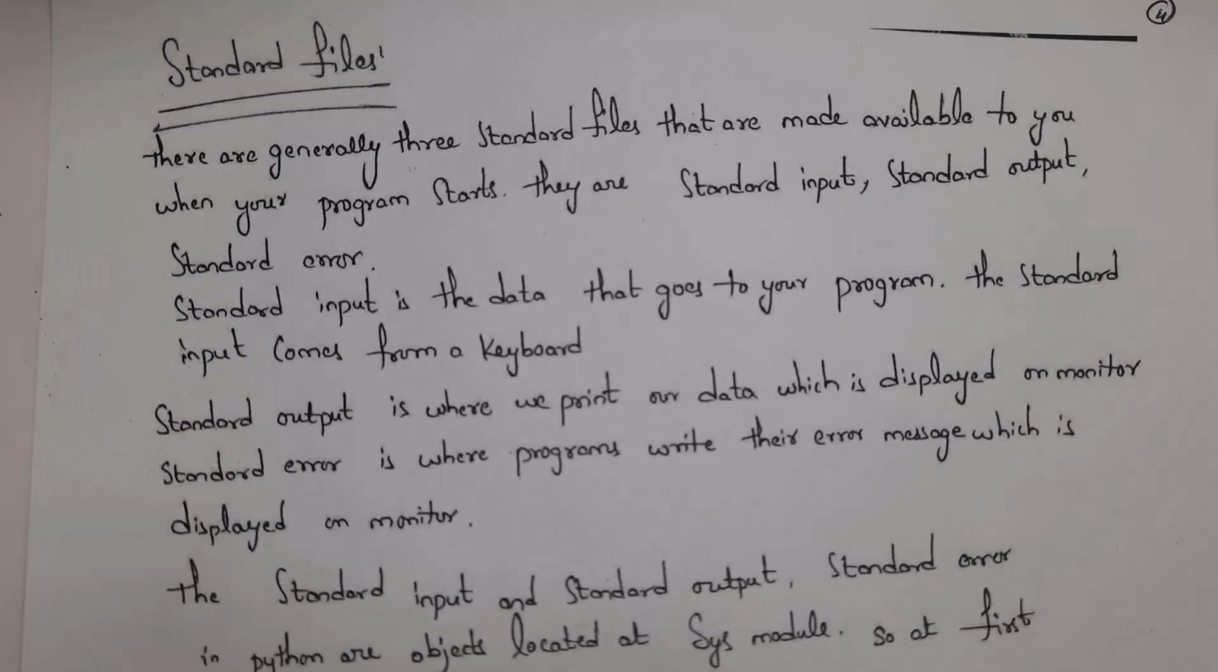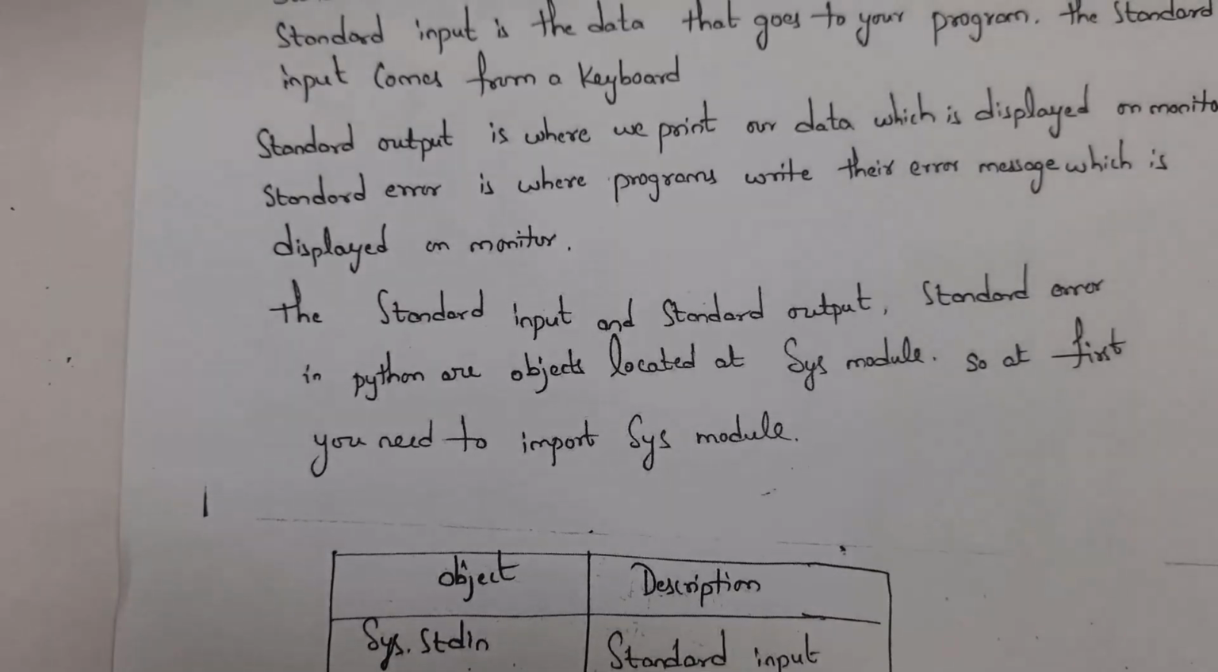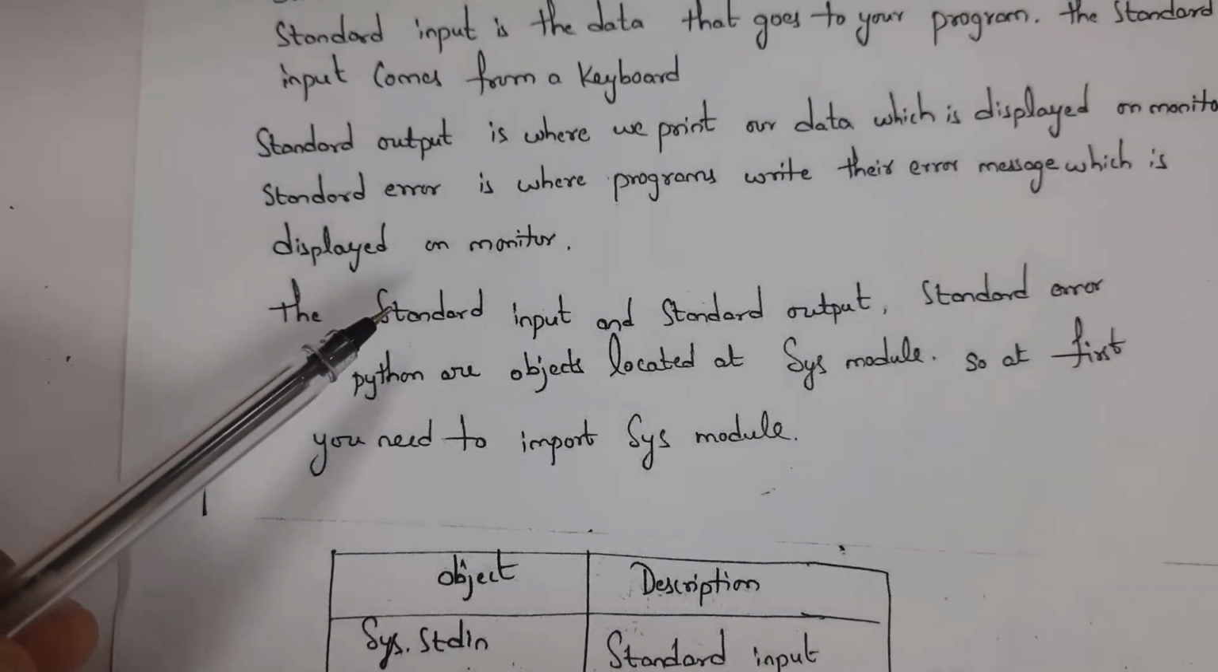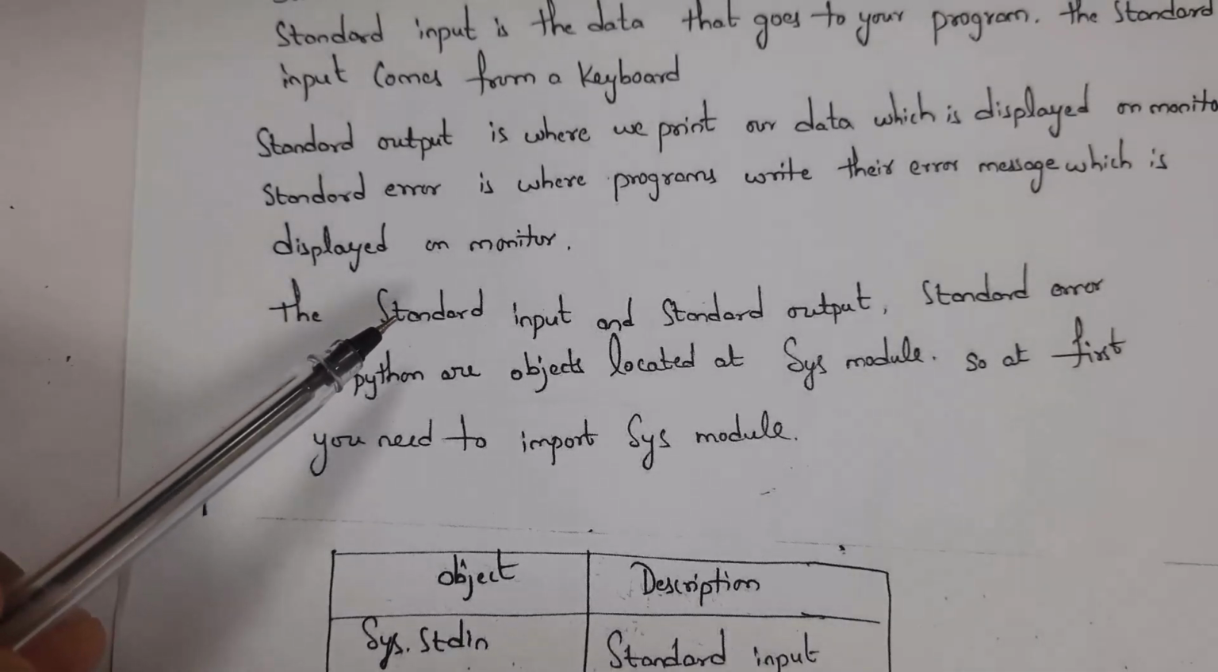Next I will explain what is standard error. Whatever error message is displayed by the monitor, we call that error message standard error. This standard input, output and error are located in the sys module. So in order to use these standard files, at first we need to import the sys module.